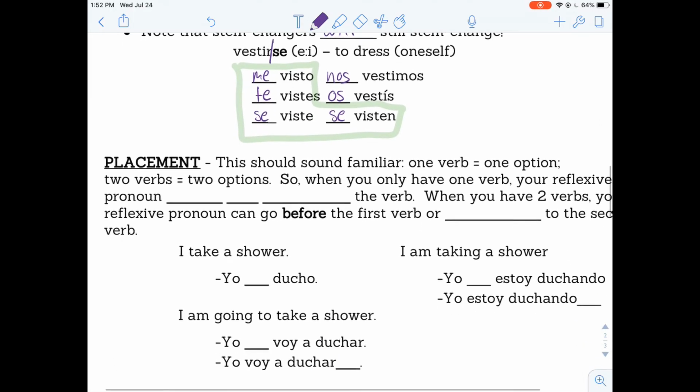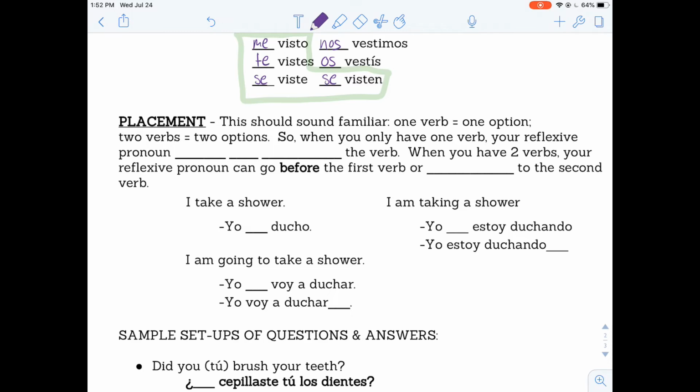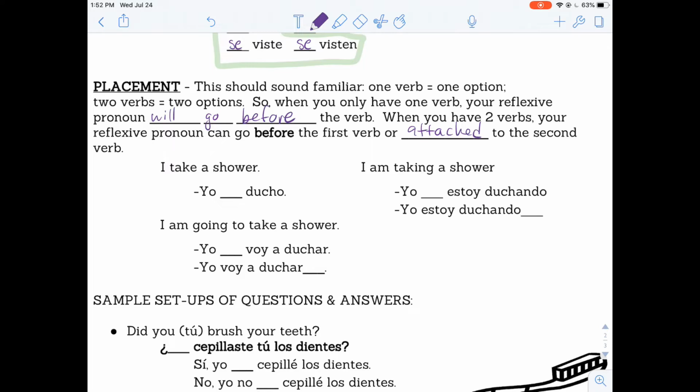All right. So let's talk about placement. When we're placing the reflexive verb, if there's only one verb, I only have one option. If I have 2 verbs, I have 2 options for where to put the reflexive pronoun. So when there's only one verb, your reflexive pronoun goes before the verb. When you have 2 verbs, the reflexive pronoun can go before the verb or attached to the second verb.